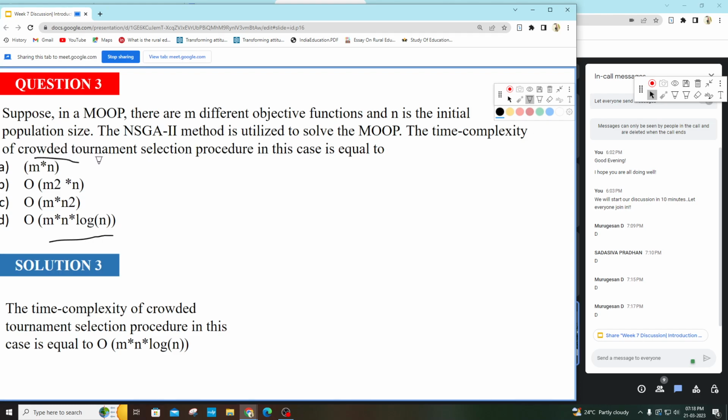when you are doing this crowded tournament selection, the scientists have done all the research and they have found out the time complexity in this particular crowded tournament selection is mn log n. Now what is this m? M is the number of objective function, n is the number of population, and then log n. So this is the time complexity.